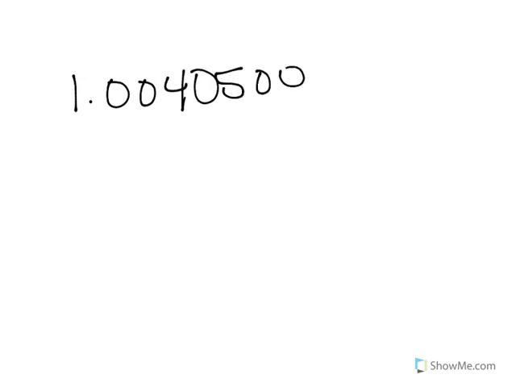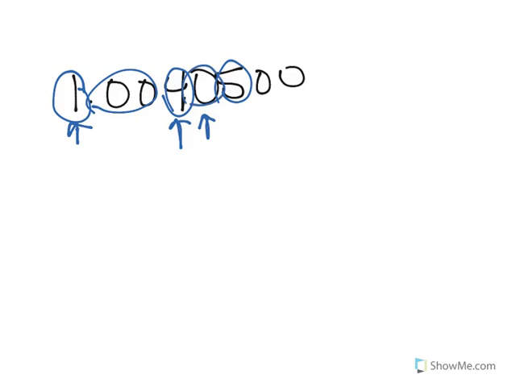1.0040500. All right. Anything that's not a 0, according to rule 1, is significant. So we have a 1, a 4, and a 5. The next two zeros, they are sandwiched between a 1 and a 4, so they count. This next 0 here is sandwiched between a 4 and a 5, so it counts.